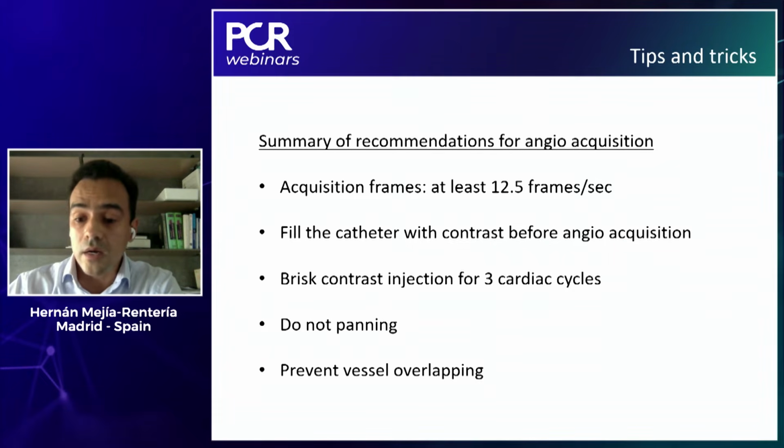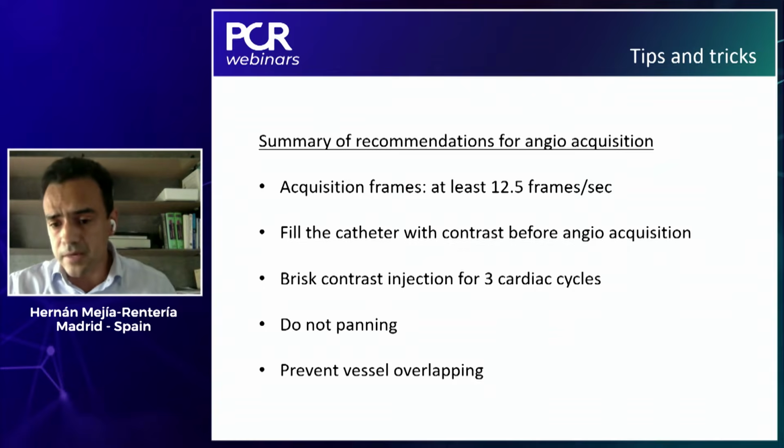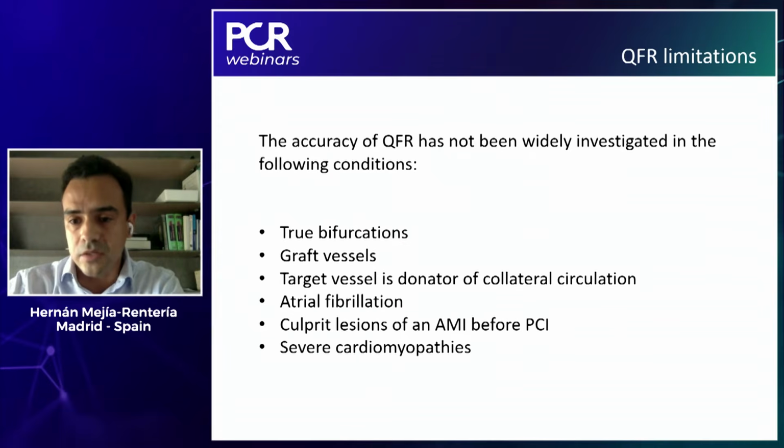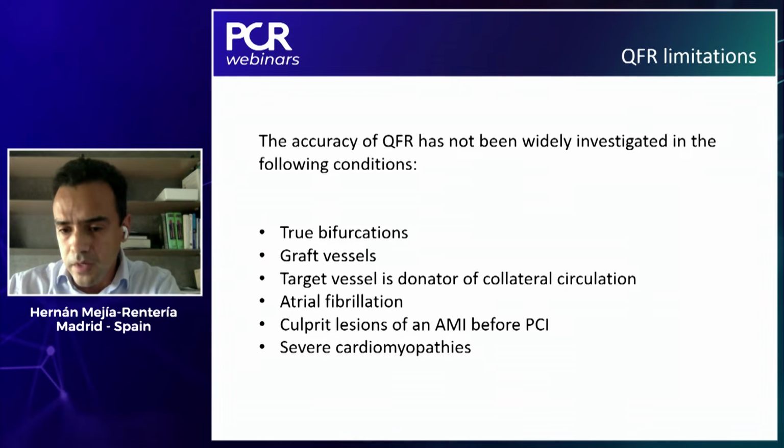And if you are not using an automatic injector and you make the contrast injection manually, be sure to make a brisk contrast injection for at least 3 cardiac cycles. Do not move the table during the cine, and try to select the angle views without overlapping of the target vessel.